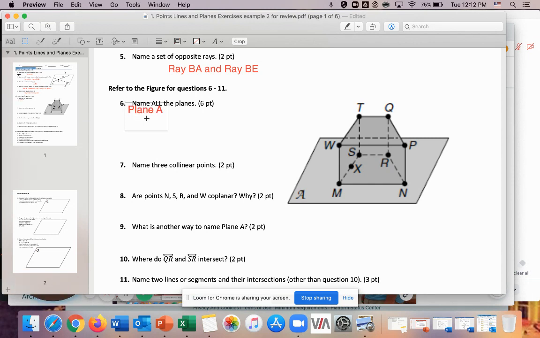All right, and then the next one we could name would be, how about the top of it? So remember, you can name a plane using any 3 non-collinear points on that plane. So that would be like TQP.